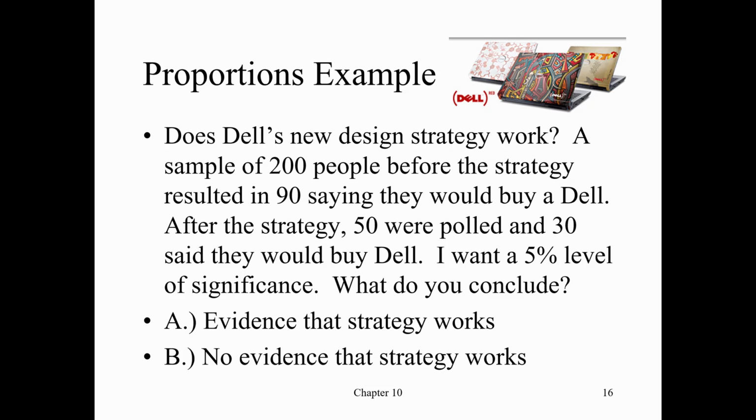Okay, so let's go back to the problem. Does Dell's new strategy work? 90 out of 200, is that less than 30 out of 50? Is it statistically significantly less than? And if we find that it is, then we have evidence that the strategy works. So basically, if we can reject the null, that there's no difference, then we do have evidence that the strategy works. So we would choose A if we reject the null. If we can't reject the null, then we choose B.